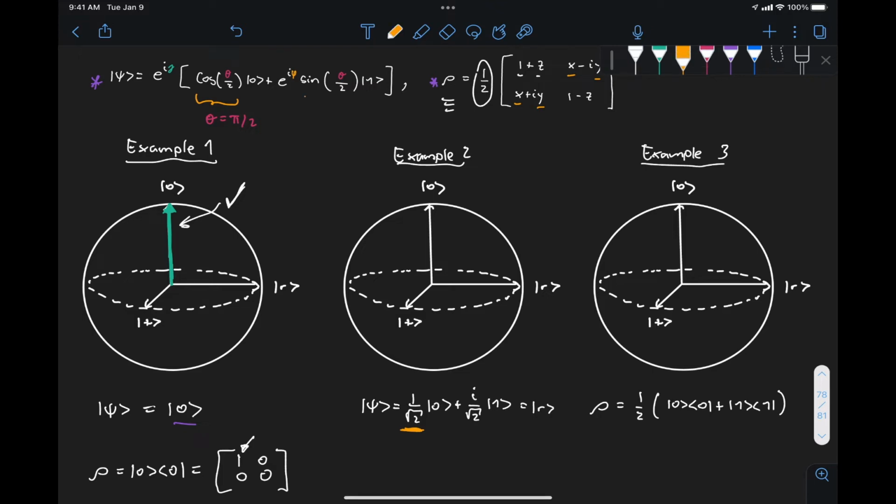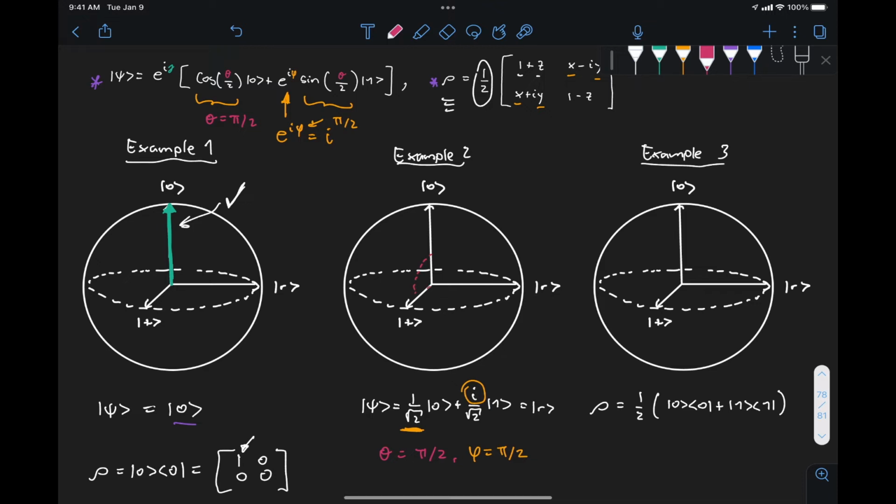And same here, if we replace sine of pi over 2, or pi over 4, that also gives us 1 over root 2. But we have this i component here. Well, that is given by this angle of phi, and we know that e to the i phi, for it to be equal to i, phi must be equal to pi over 2. So here in this case we need theta equal to pi over 2, and we need phi equal to pi over 2.